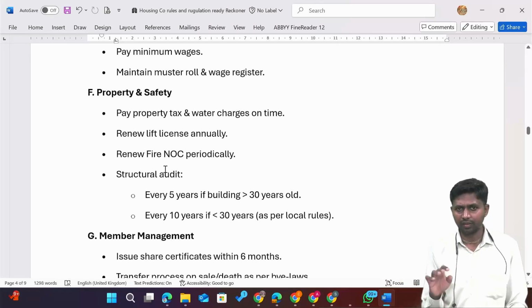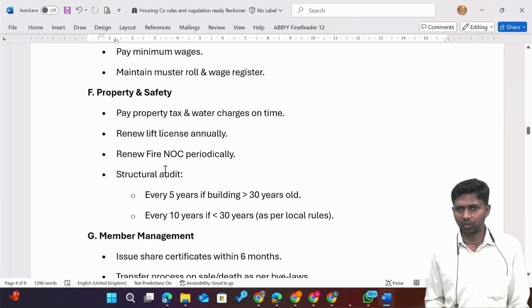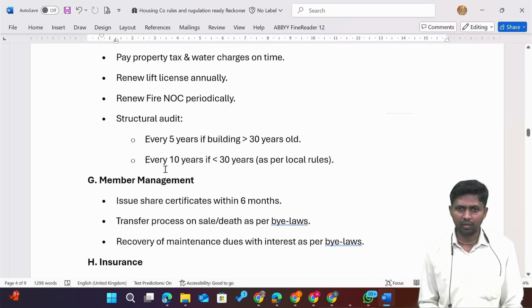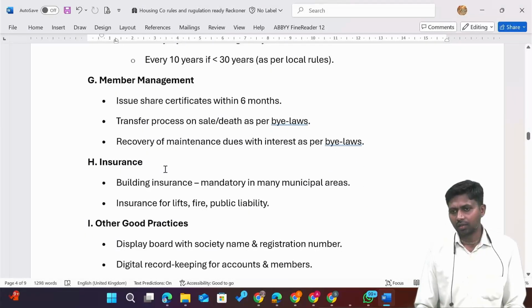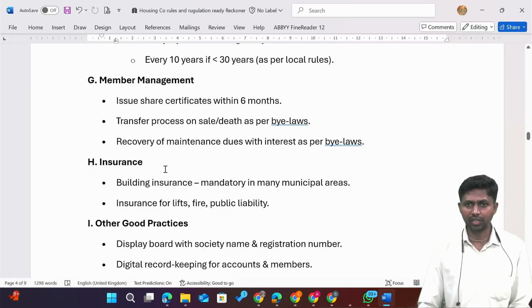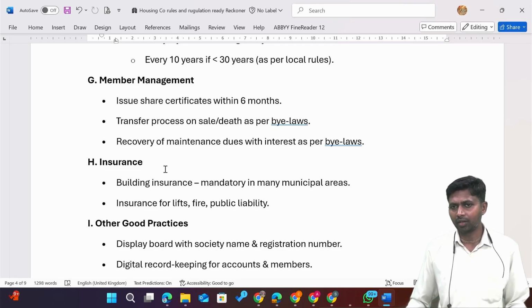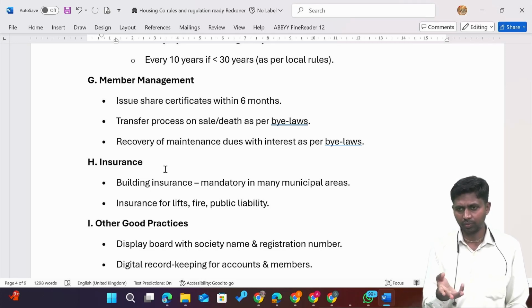Then after that, property and safety. In that, property tax, water charges on time, then lift maintenance, then NOC periodically, file the NOC, structural audit, and all these things. Then members management, you have to issue them the share certificate within 6 months. Then transfer of sale deed and bylaws, correct.